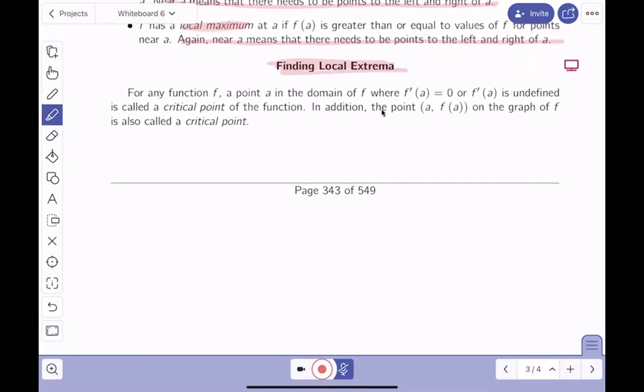Again, this might take more effort on your part. For any function f, a point A in the domain of f, where f prime of A equals 0, or f prime of A is undefined, is called a critical point. We've been doing this for some time, by the way. In addition, the point A, f of A on the graph of f is called a critical point. All right, let's keep moving.